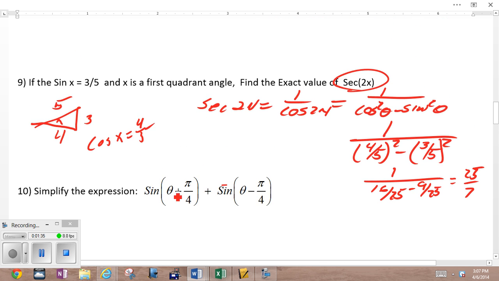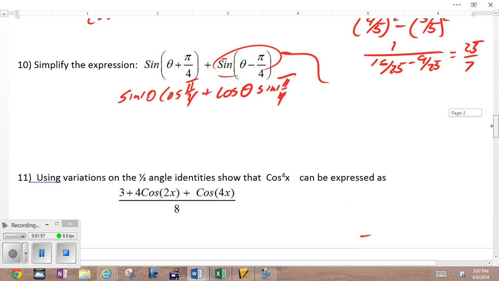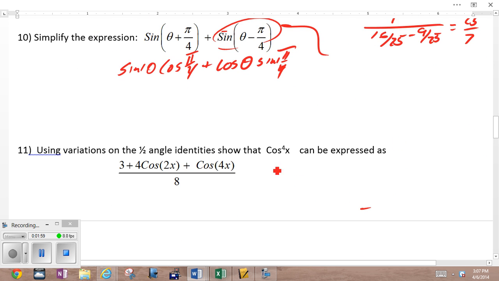This is going to just be expanded again. Sine of theta cosine of pi over 4 plus cosine of theta sine of pi over 4. And then you're going to have to expand this one out in a similar fashion and connect your terms together, okay? This is a little bit of a job here, okay?